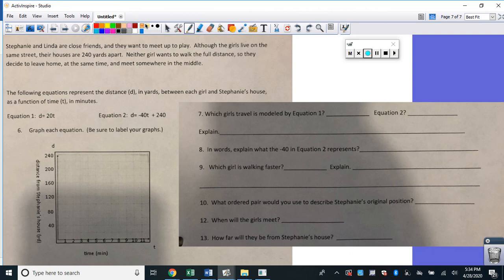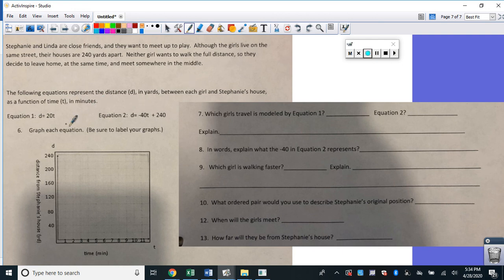Okay, so on number 6, it says Stephanie and Linda are close friends and they want to meet up to play. Although the girls live on the same street, their houses are 240 yards apart. Neither girl wants to walk the full distance, so they decide to leave home at the same time and meet somewhere in the middle. The following equations represent the distance d in yards between each girl and Stephanie's house as a function of time t in minutes. And then it shows you these two equations.